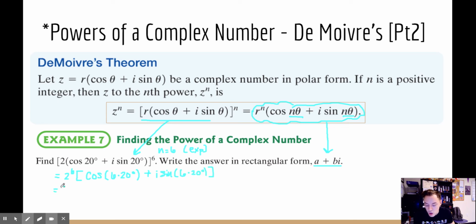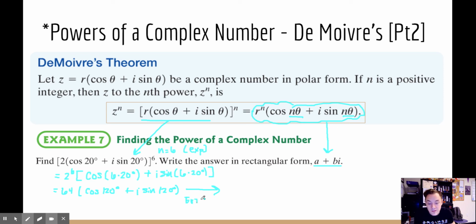Let's simplify it out. What is 2 to the 6th power? That's just 64. You can just plug in Desmos, plug in your calculator. No big deal. And then I have cosine of 120 degrees, and then plus, same thing for sine times I of 120 degrees. So now that I have this, I'm now going to transition this into my rectangular form by evaluating.